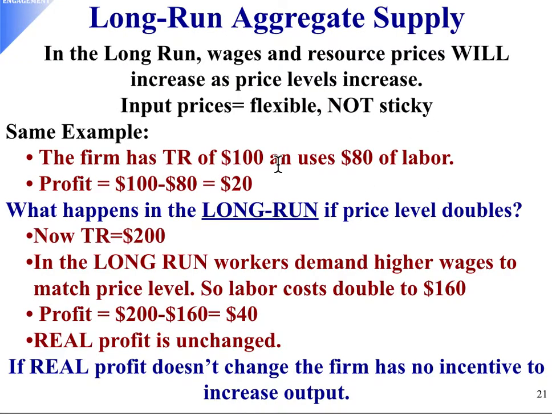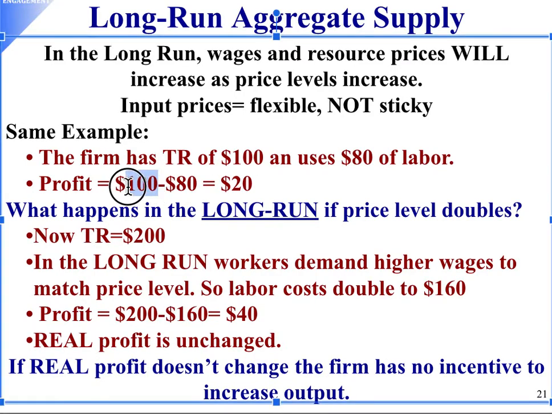So what does this actually look like? If we're looking at the same example, the firm has a total revenue of $100, coming from each of those 100 items costing $1. So we are making $100 in total revenue. We still have to take away that total cost of $80, and we're left with $20 profit.